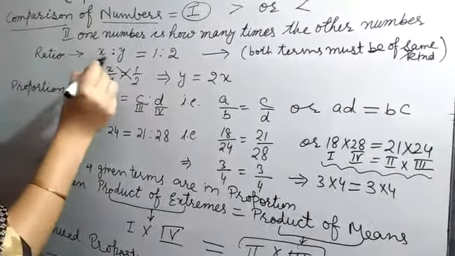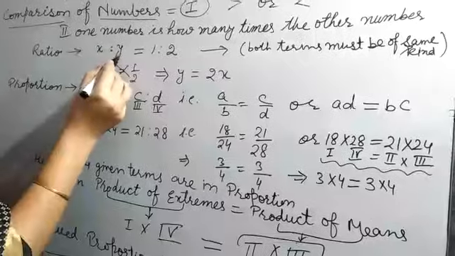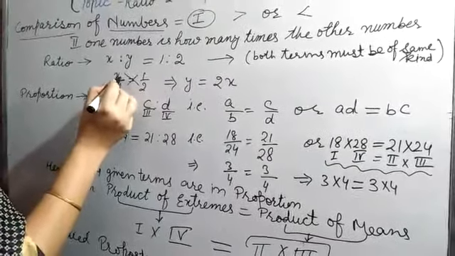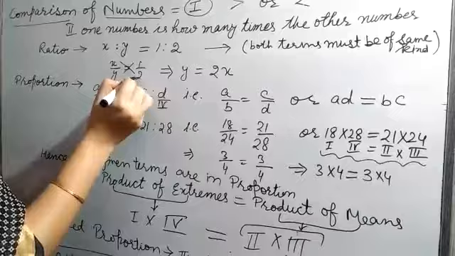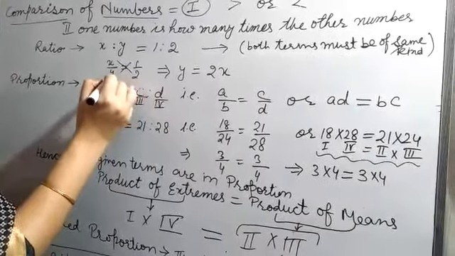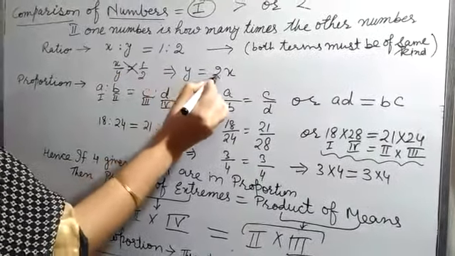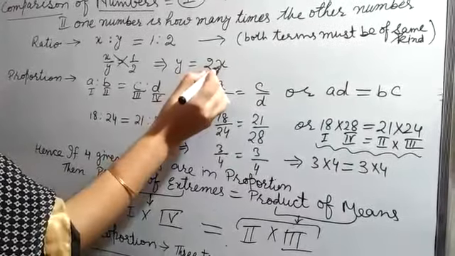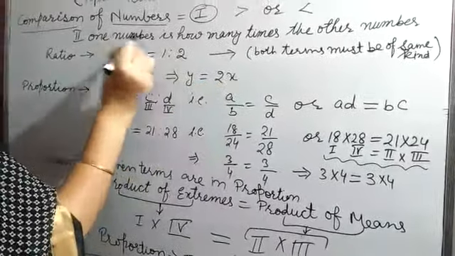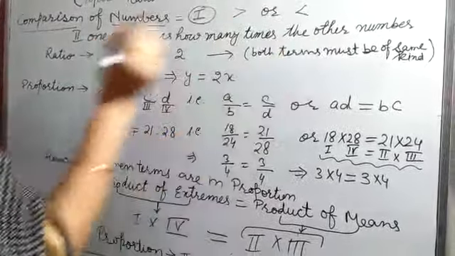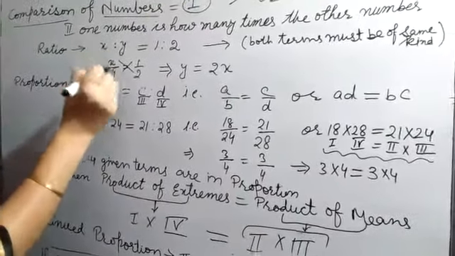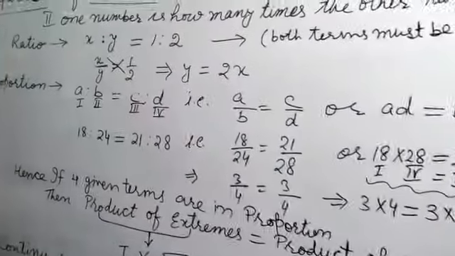So what is ratio? Ratio is comparison of two things in terms of division. Here x over y is equal to 1 over 2. When we cross multiply, what do we get? We get that y is equal to twice of x. It means y is 2 times of x. One number is how many times the other number? It is called ratio. So ratio is a comparison of two things in terms of division.